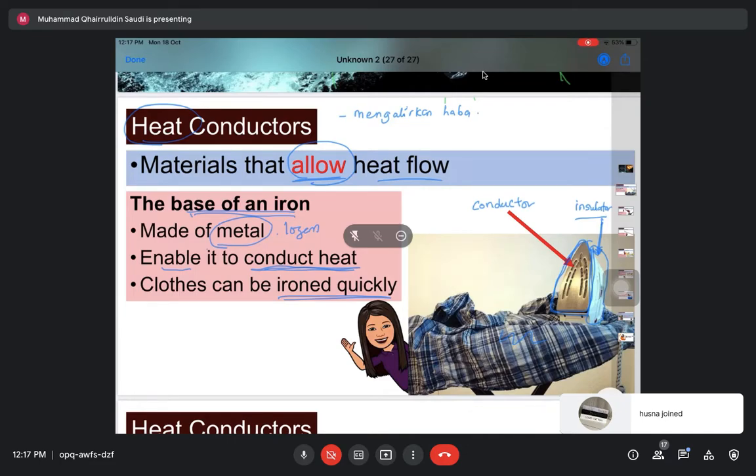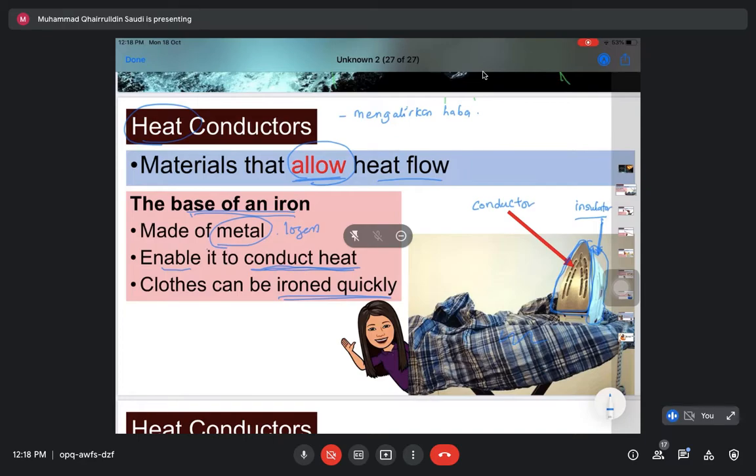Dia lambat mengalirkan haba menyebabkan baju kita pun lambat jadi panas, lambatlah wrinkles dekat our clothes tu untuk hilang. Okay, alright, noted. Thank you. Alright. Clothes can be ironed quickly.